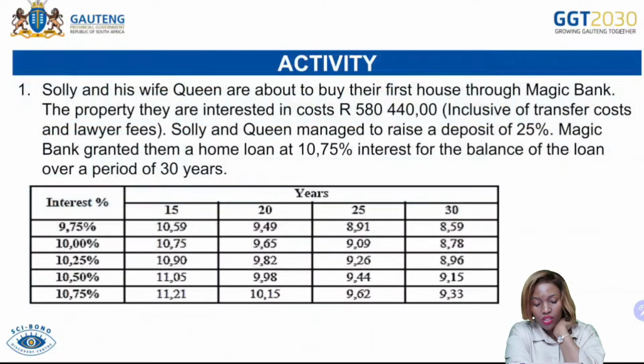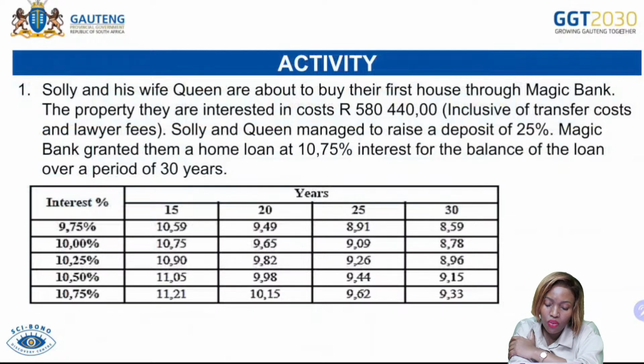The next question: Solly and his wife Queen are about to buy their first house through Magic Bank. The property they are interested in costs 580,440 rand. That is inclusive of the transfer costs and the lawyer fees. Solly and Queen managed to raise a deposit of 25%.